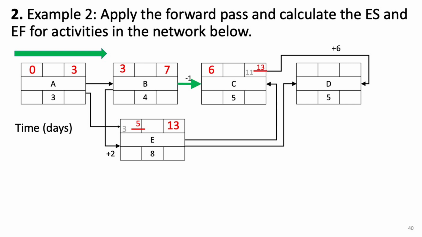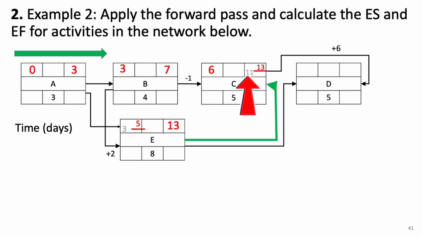Next, let's follow the link from B to C. C's start is preceded only by the finish of B. Its early start would be 7, but with a negative lag of 1 day, it must start 1 day earlier, at 6. Adding the duration of 5 days, its early finish would be 6 plus 5, which is 11.